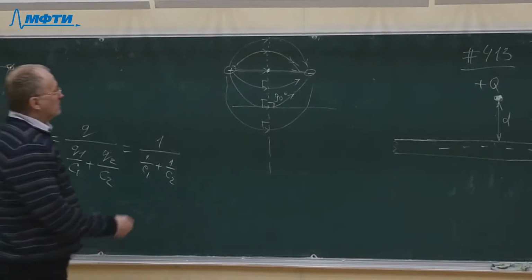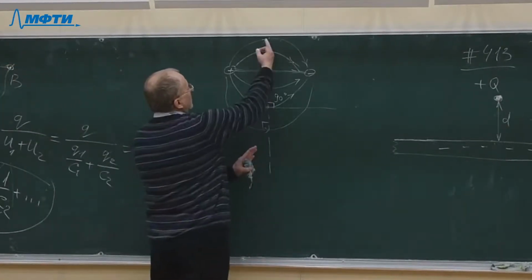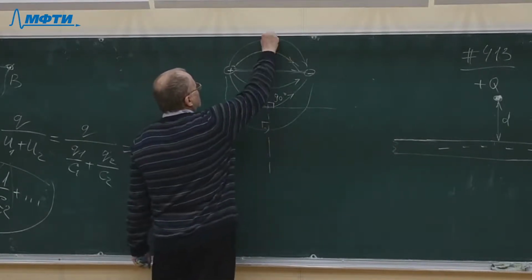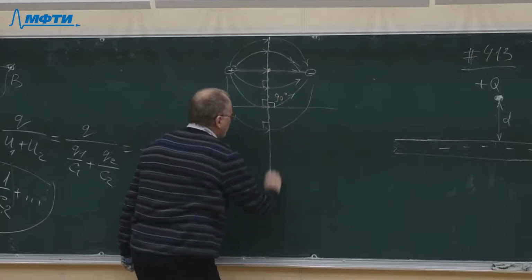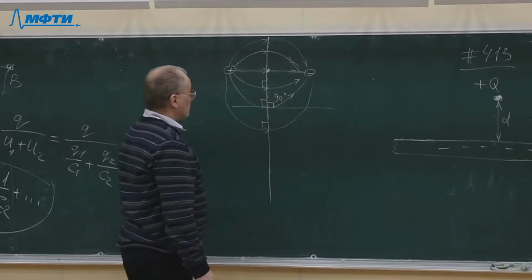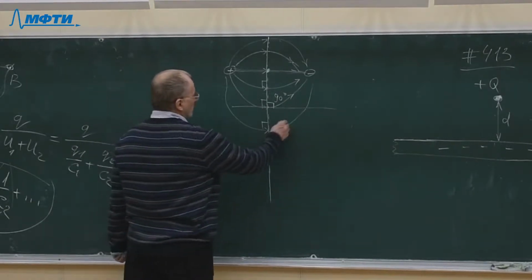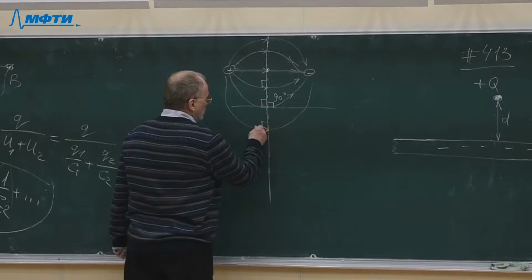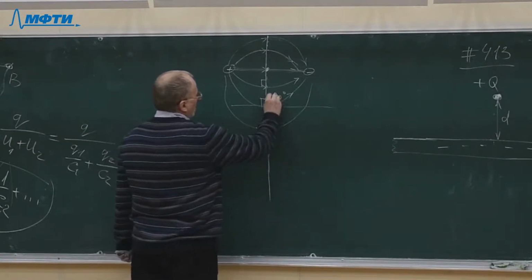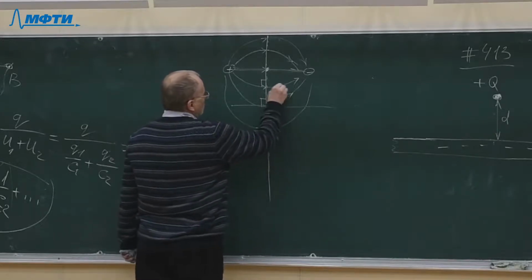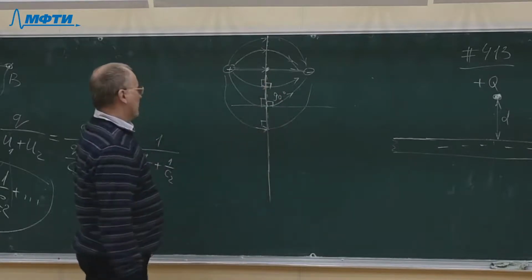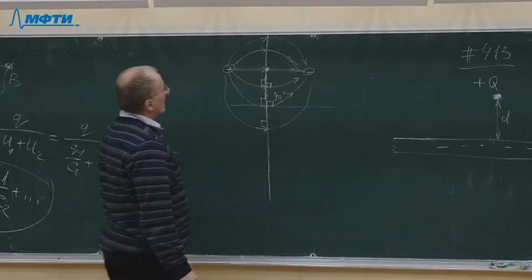Now what will happen if we insert here an infinite conducting plate, a very thin one? Will the field lines change somehow? No, they will not change, because we know that the field line must always be perpendicular to the surface of the conductor. All the field lines must be perpendicular to the surface of the conductor. And that condition will be observed here.